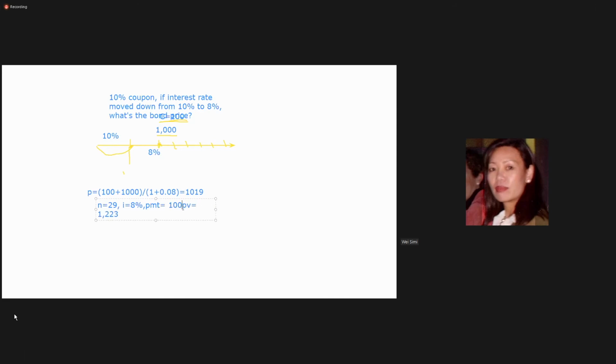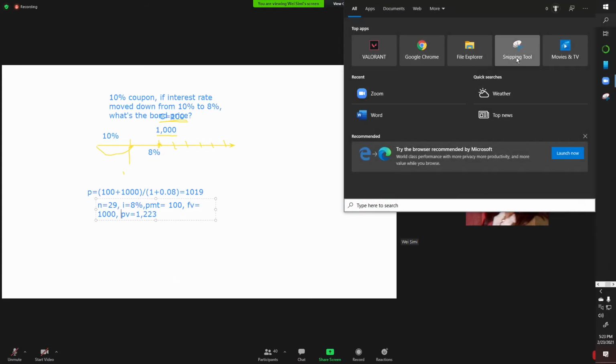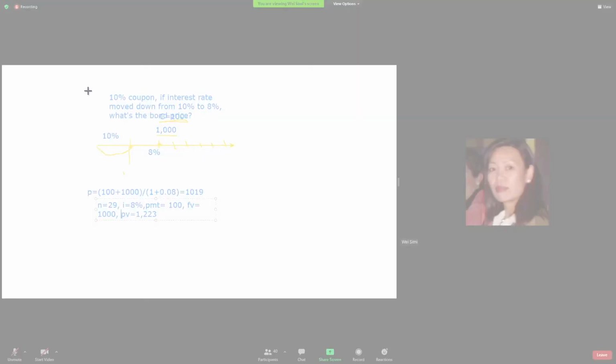And we have a face value, or future value, so 1,000. Okay, what else do we need to do? That's it. Push the present value button. You will get 1,223. You can see it going up a lot. As a percentage, use 223 divided by 1,000. You make a 22.3% gain, plus the coupon.